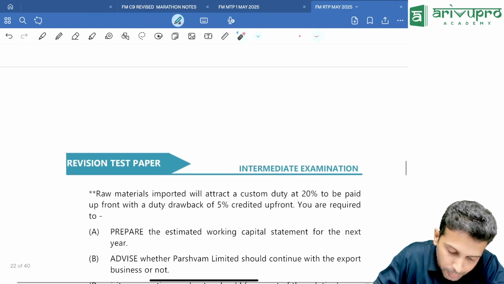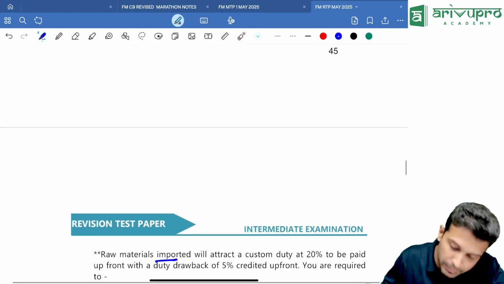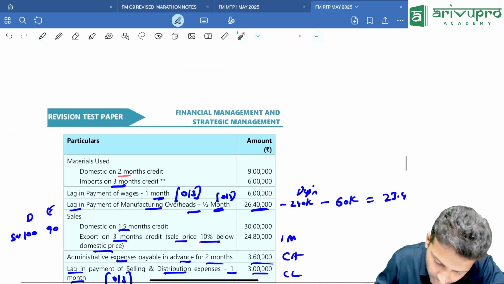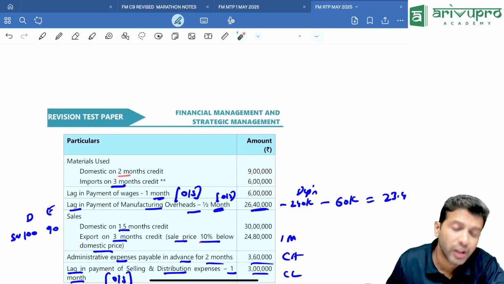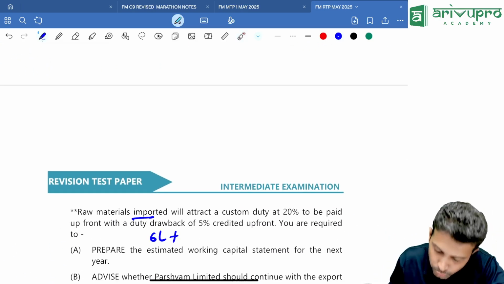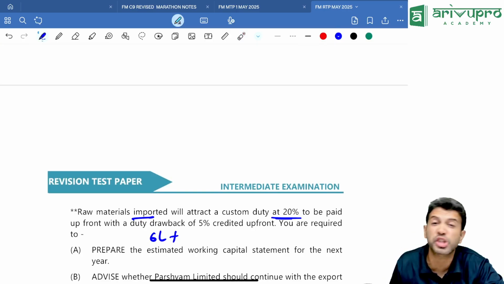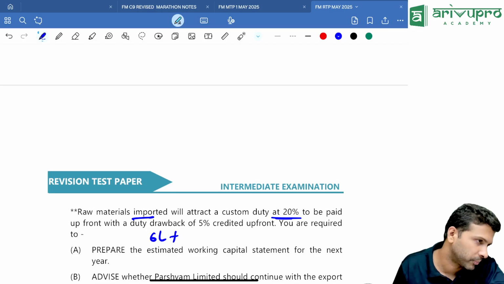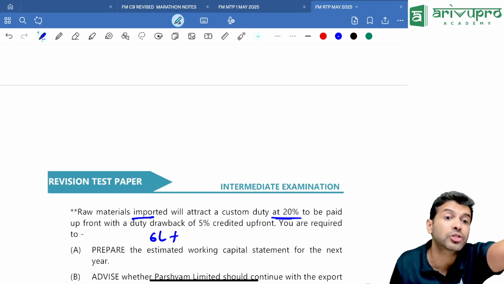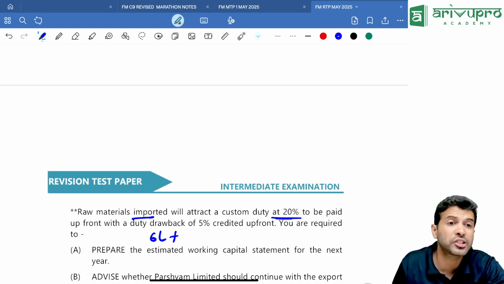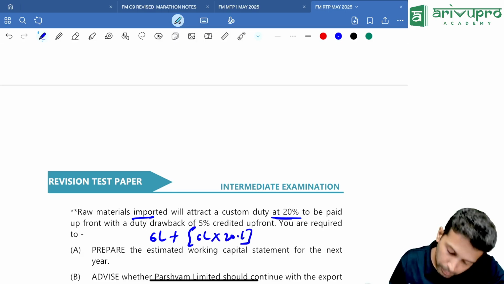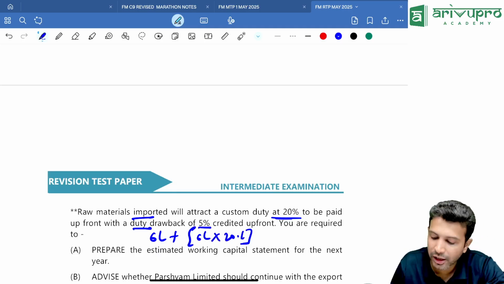Raw material imported. Sir, how much did you import raw material? Somewhere we saw here. Raw material ka import is how much? 6 lakh. Okay, you have imported raw material worth 6 lakh. If you import raw material means it will attract a custom duty of 20%. That means on this import of raw material you need to pay extra tax of how much? 20%. That means is your cost 6 lakh or more? So it will be 6 lakh plus 20%. Correct? But at the same time you will also get a duty drawback of 5%.